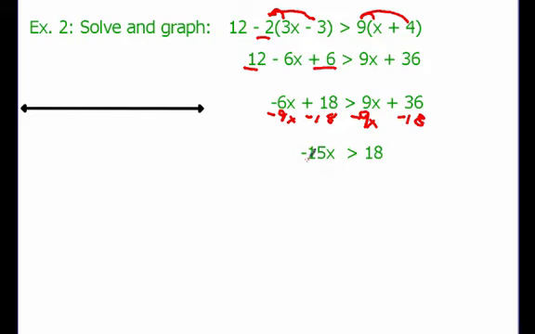Now I need to get x by itself. So I'm going to divide both sides by negative 15. Now this ends up being a case where, because the number I'm dividing by is negative, my coefficient is negative, this sign is going to flip and become a less than symbol. So I get x is less than or equal to negative 18 over 15. And this fraction reduces to negative 6 over 5. So the thing that's key to see here is that because I divided by a negative number, my sign switched.